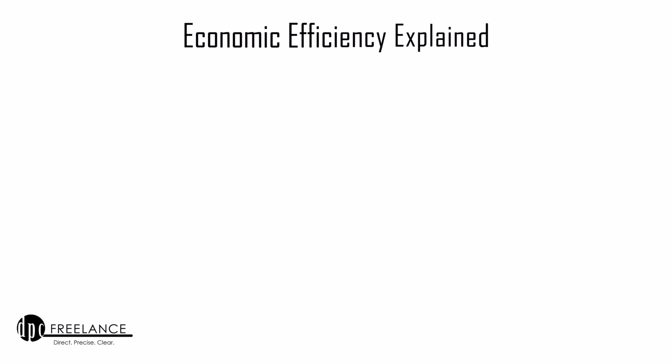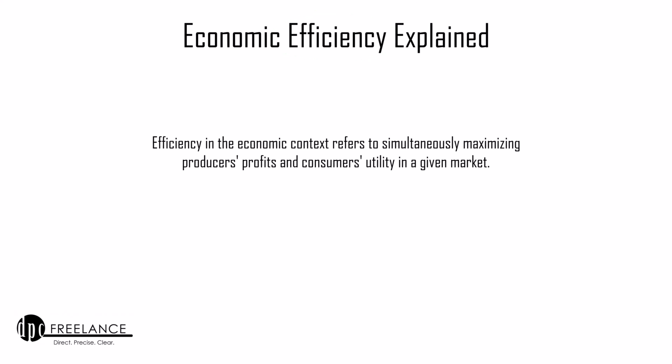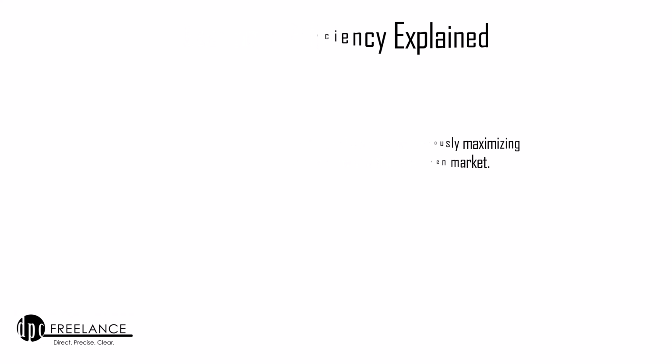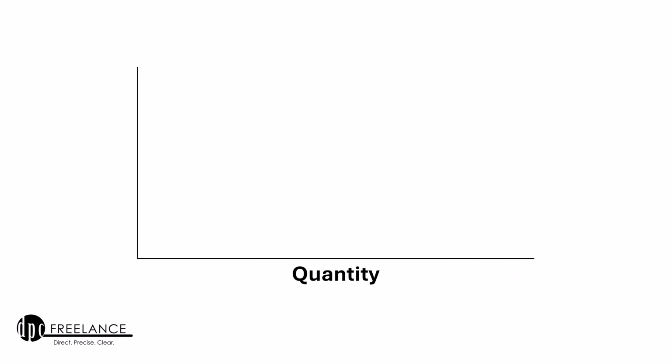It's important to recognize that the word efficiency in the economic context refers to a very specific concept, specifically that of simultaneously maximizing both producers' profits and consumers' utility. To better understand, let's examine its evil twin, market inefficiency, by charting it using typical supply and demand curves, with the quantity produced on the x-axis and the price of a market good on the y-axis.